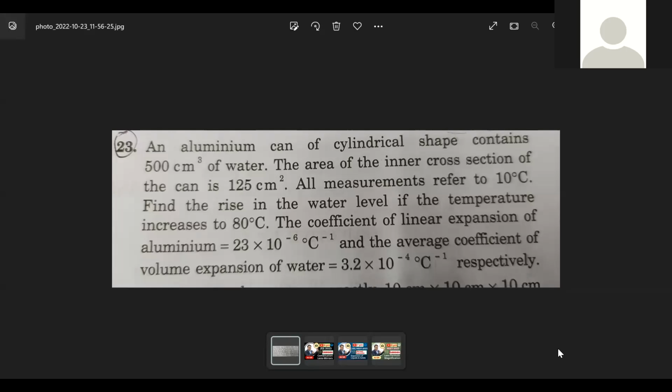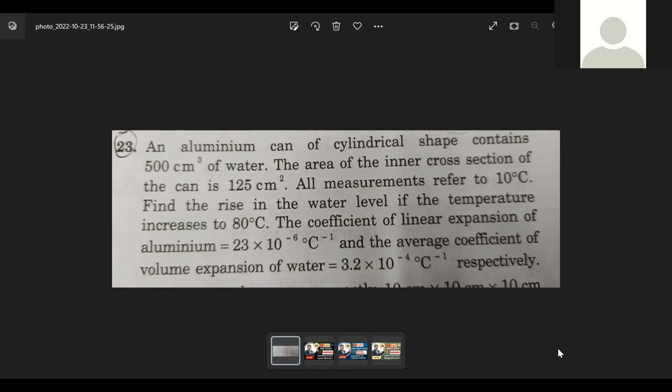So this was a question sent by you. An aluminum can of cylindrical shape contains 500 cm³ of water. The area of the cross section of the can is 125 cm². All measurements refer to 10 degrees Celsius. Find the rise in the level of water if the temperature increases to 80 degrees Celsius. The expansion coefficient of aluminum is 23 × 10^-6, and the expansion of water is this one.